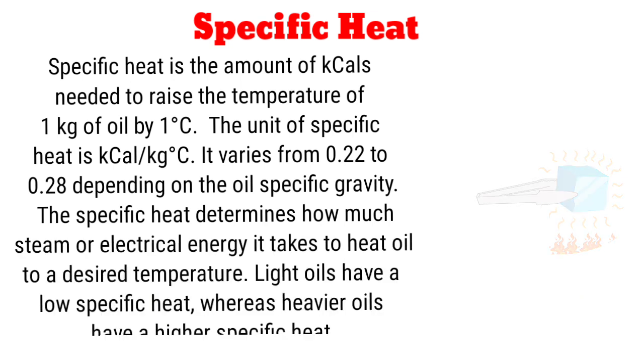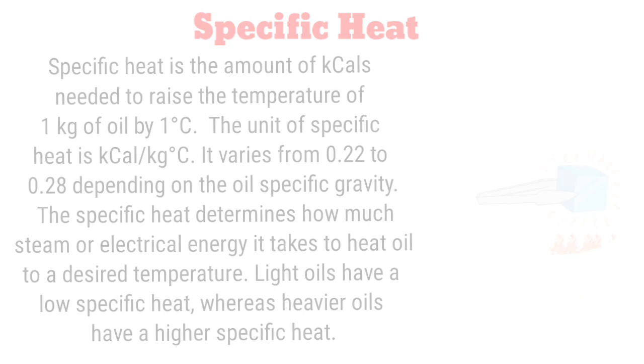Specific heat. Specific heat is the amount of kcals needed to raise the temperature of 1 kilogram of oil by 1 degree Celsius. The unit of specific heat is kcal per kilogram per degree C. It varies from 0.22 to 0.28 depending on the oil specific gravity. The specific heat determines how much steam or electrical energy it takes to heat oil to a desired temperature. Light oils have a low specific heat, whereas heavier oils have a high specific heat.